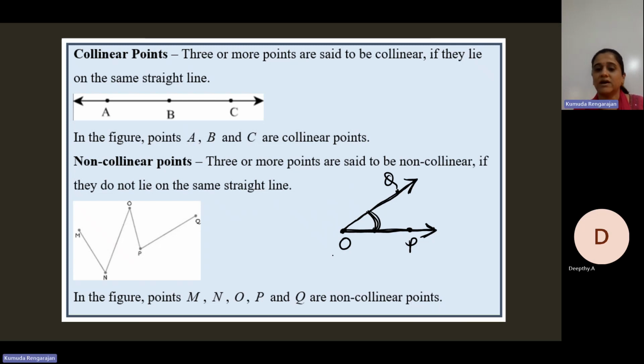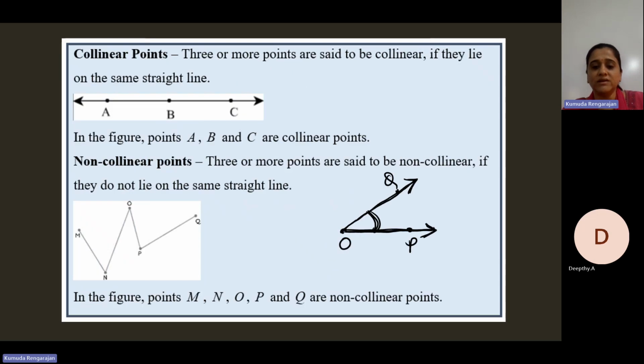Correct. Okay. Ray OQ starts from O. Ray OP also starts from O. Like the rays emerging from a bulb when it is turned on. You turn on a bulb, you know. So there are so many rays emerging from the bulb, but they all go in different directions. But they all start from the bulb. All the rays originate from the bulb, but they go in different directions. So they have the same starting point, but they all go in different directions.